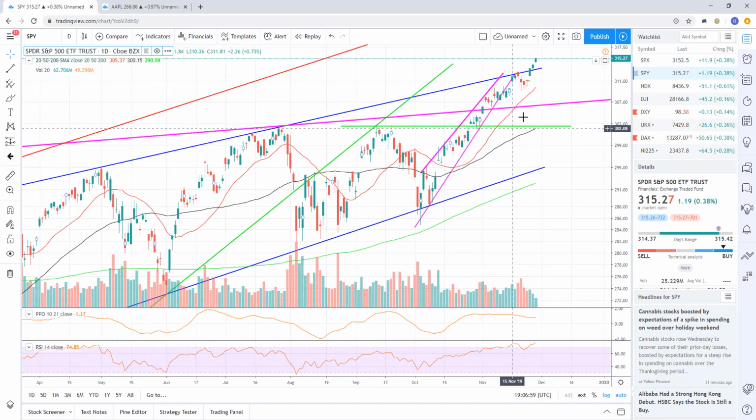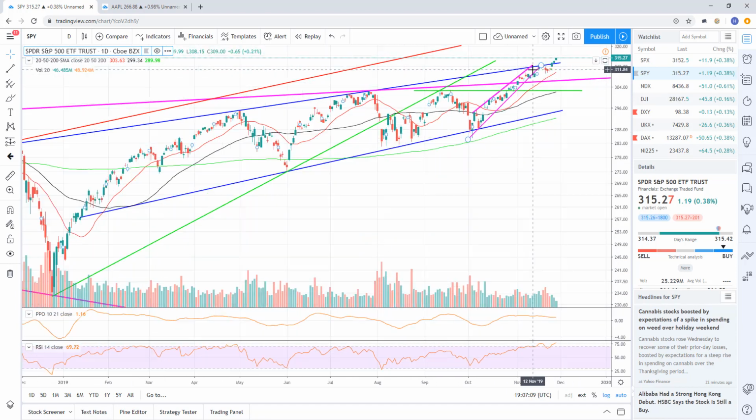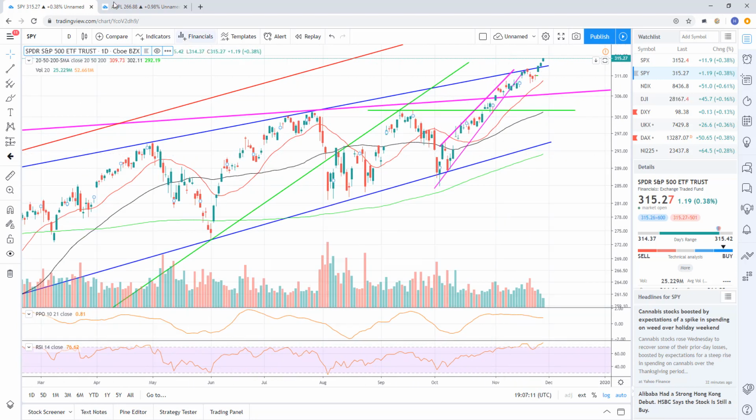But the reason why I say that is because of the decreasing volume, the extremely overbought RSI, and non-impulsive candles that are not breaking out impulsively. So that's just another thing to take note of. And that's really it for the video. I just want to point that out.